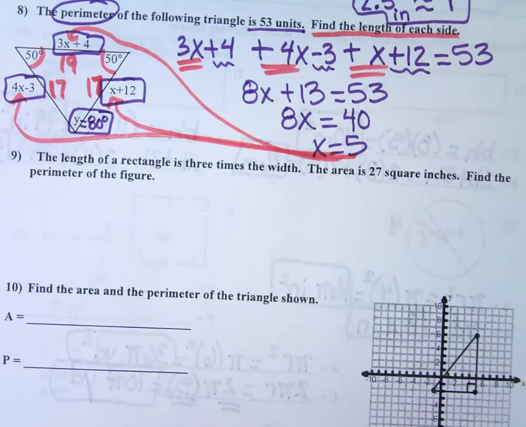Okay, we're almost there. The length of a rectangle is 3 times the width. The area is 27 square inches. Find the perimeter of the figure.